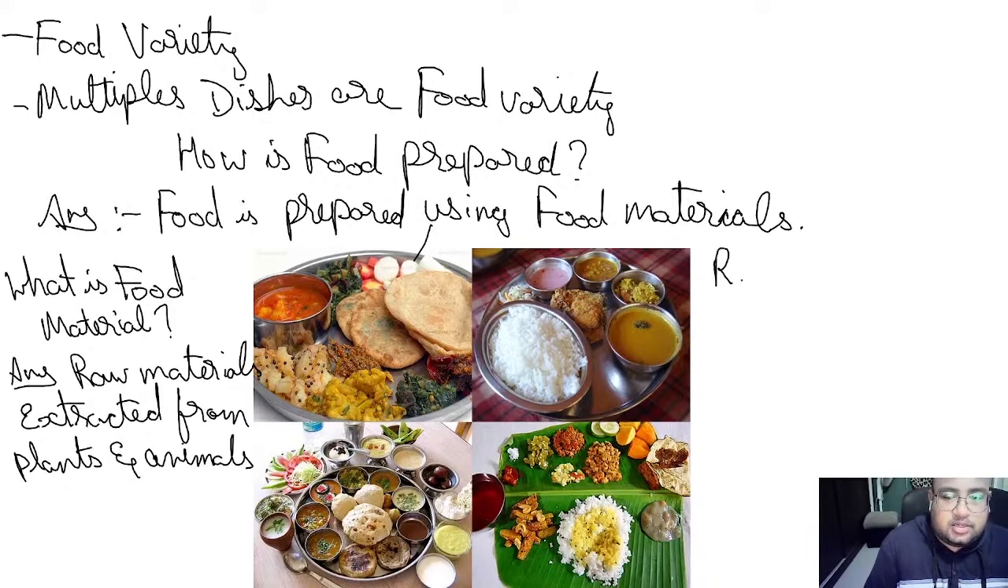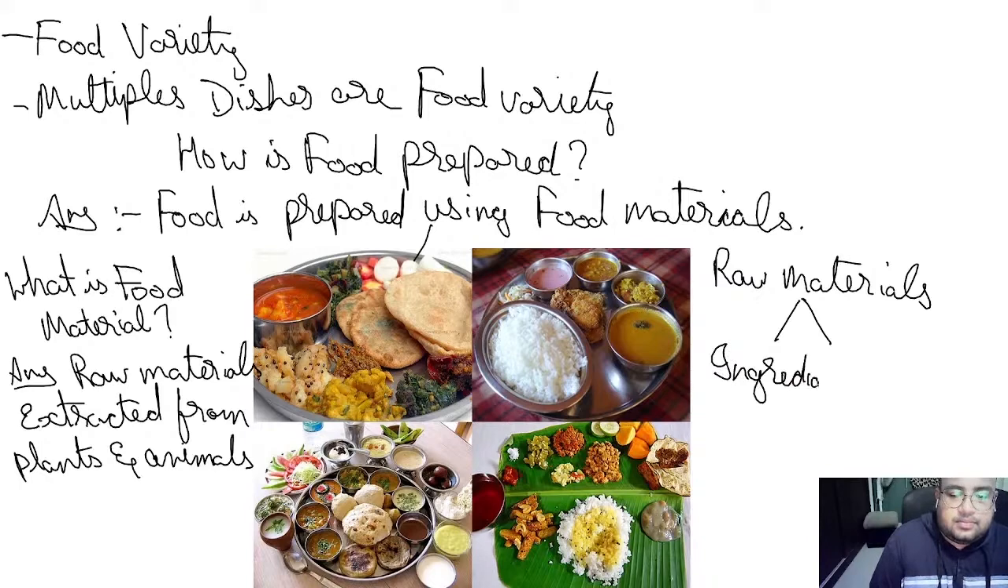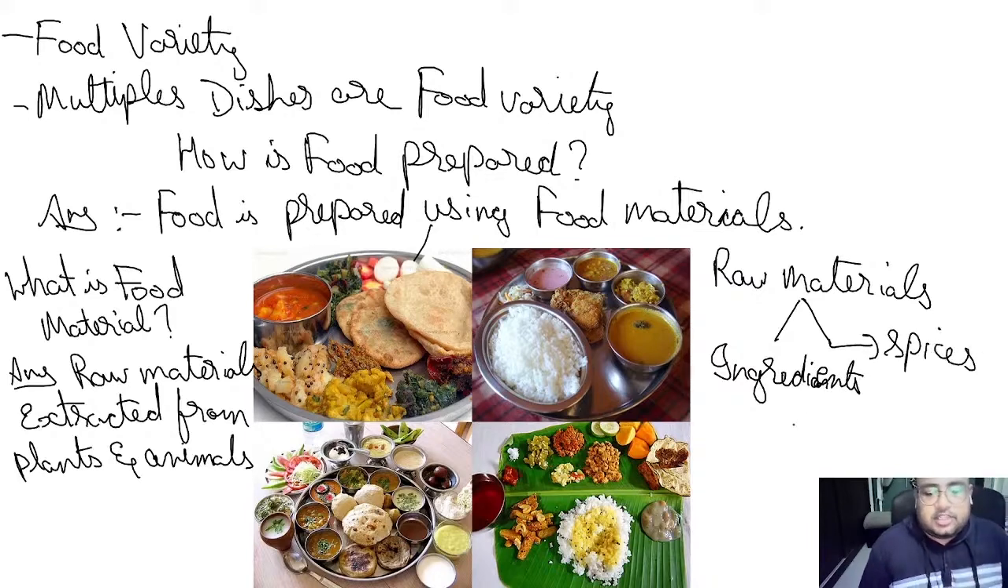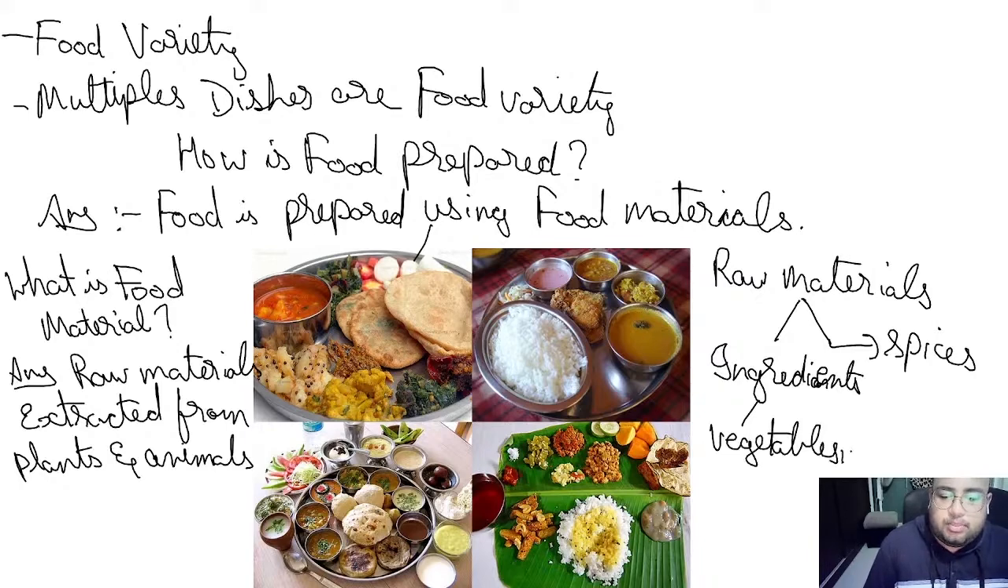If you ask me what is raw materials, I'll tell you all. Okay, they are nothing but ingredients and spices. So if you ask me what is ingredients, okay, I'll tell you all. Ingredients are vegetables, meat, egg, etc. So there are many ingredients. Okay, these are a few examples like vegetables, meat, and egg.